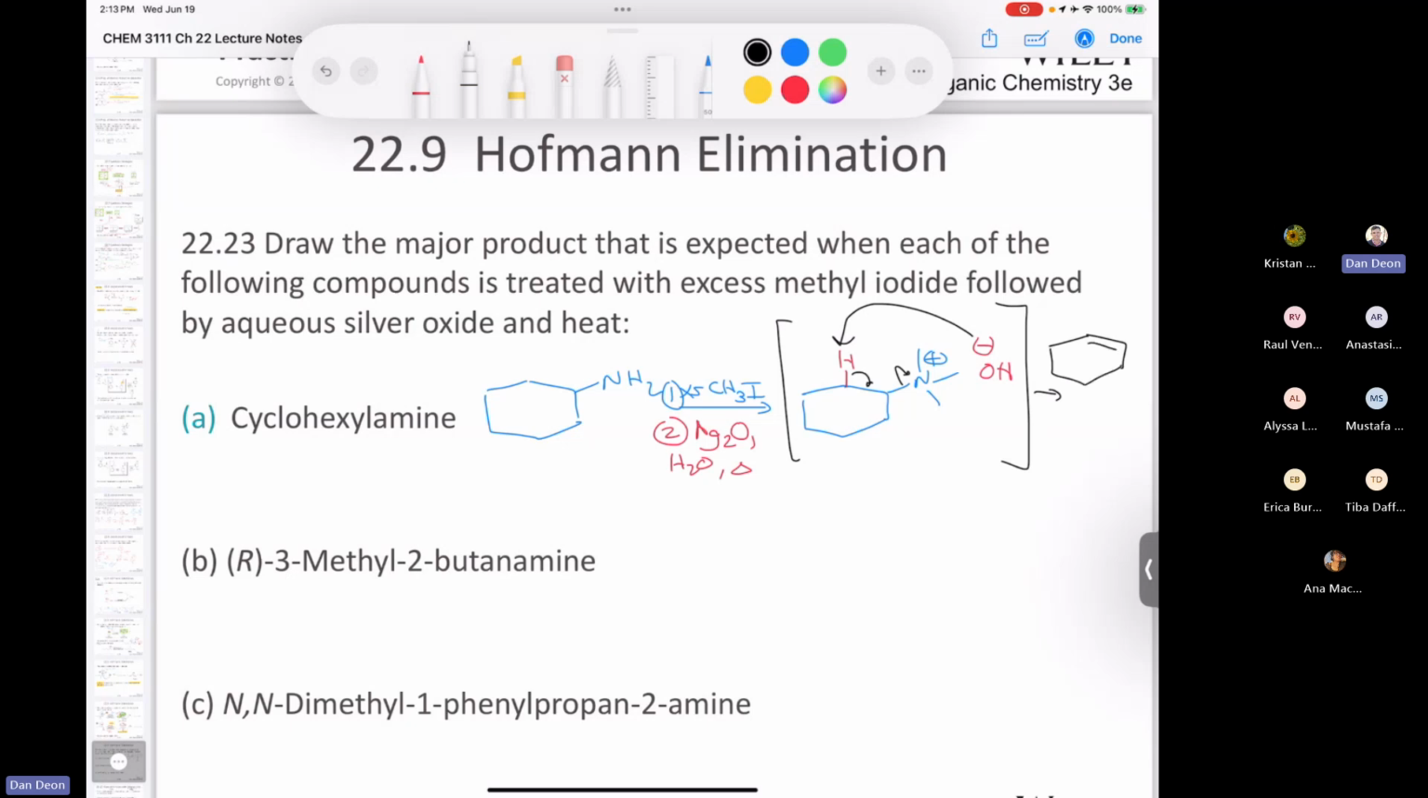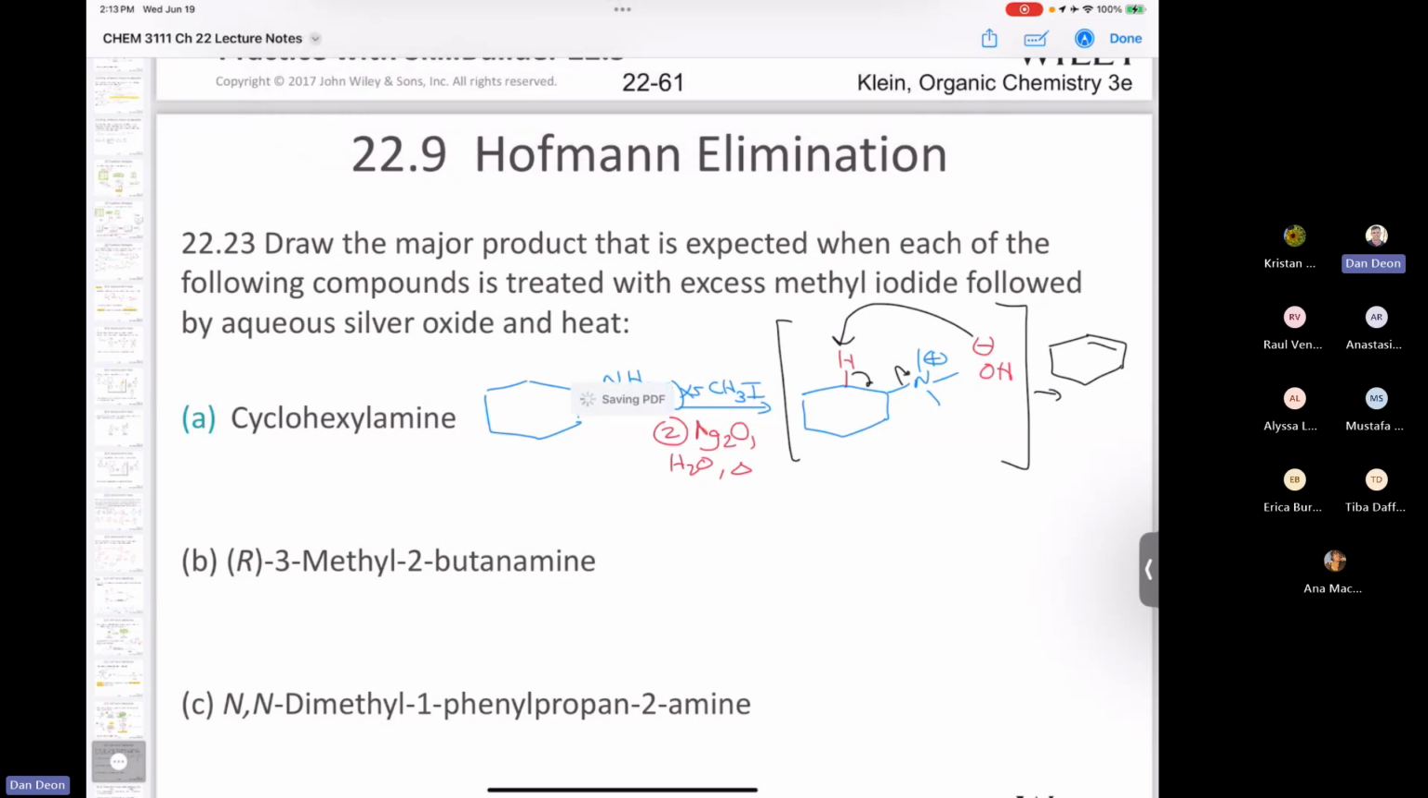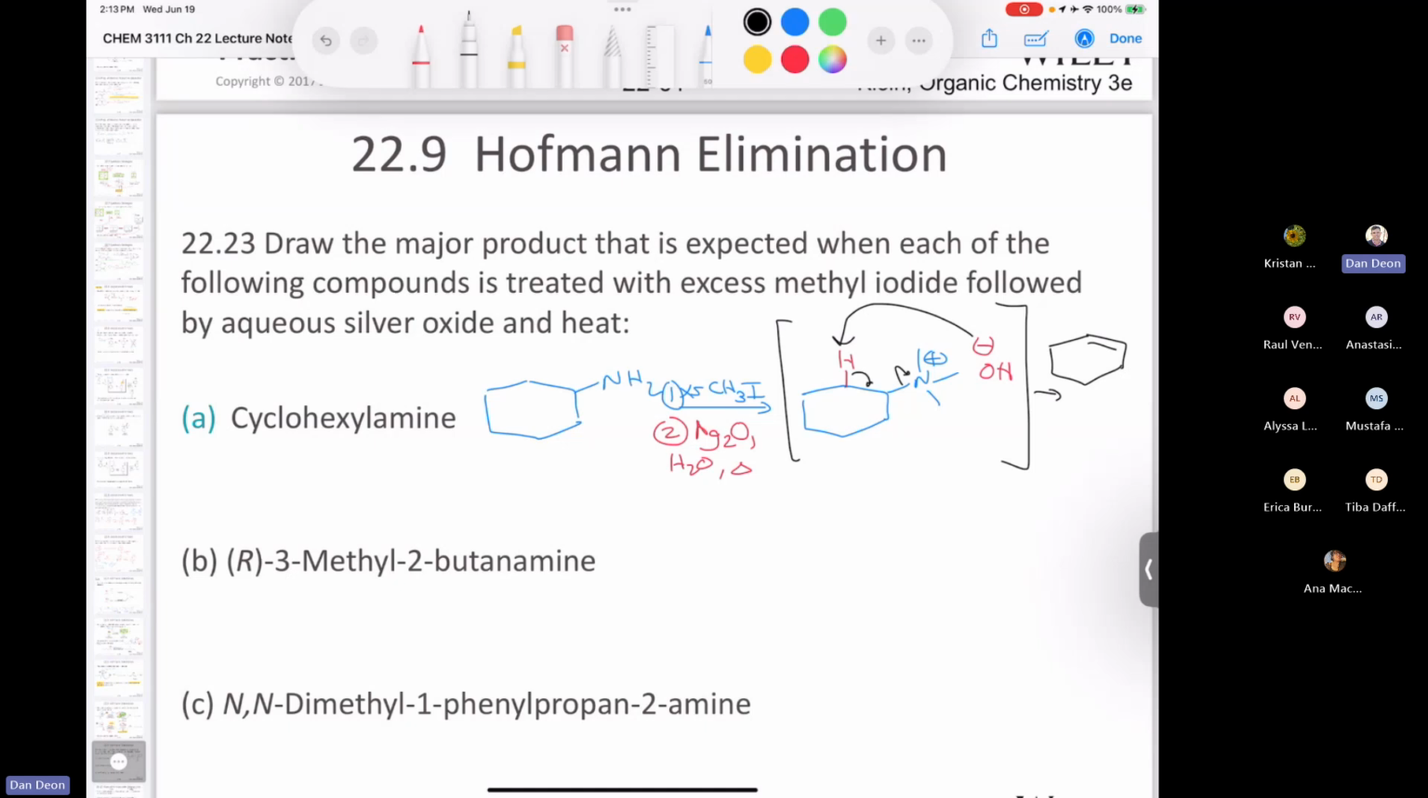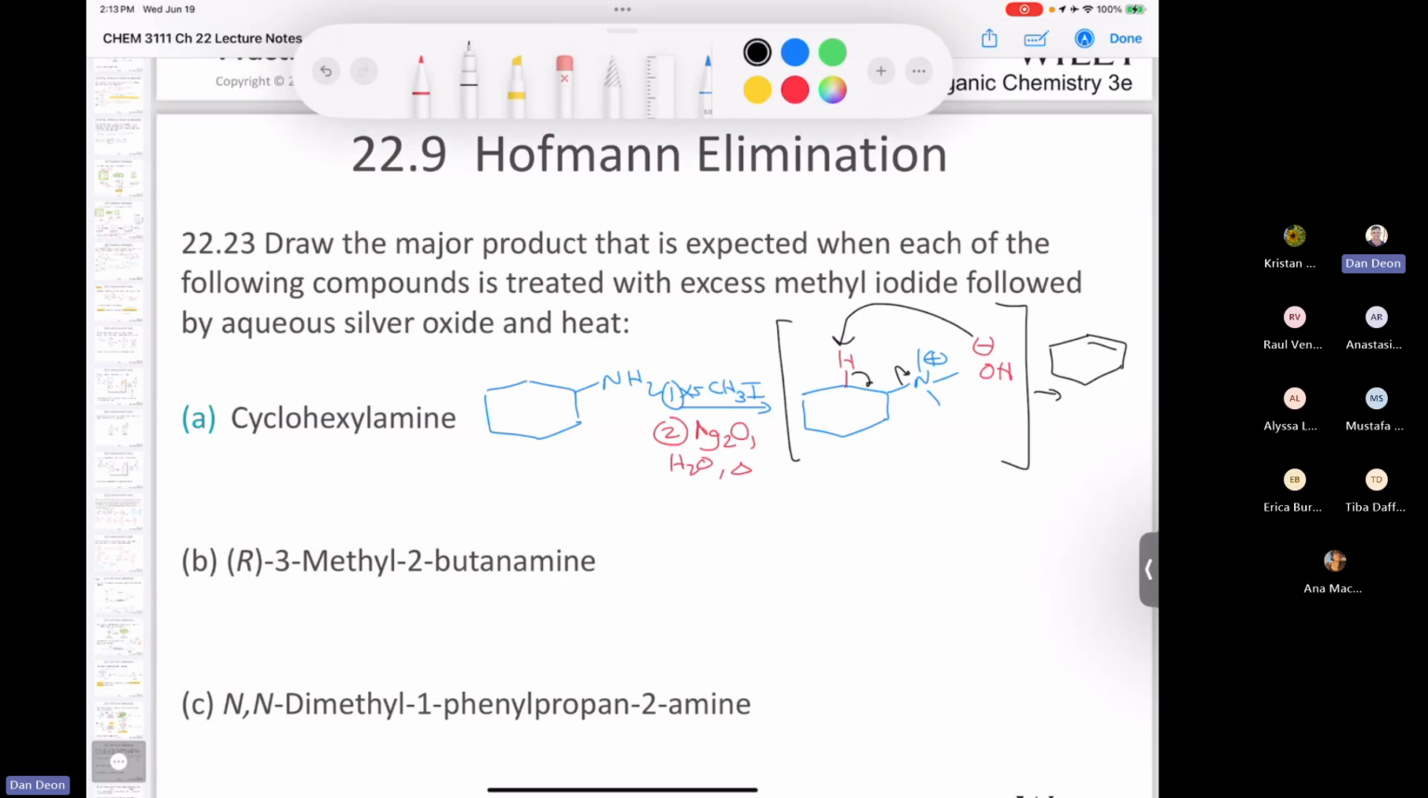Give me a thumbs up if you're with me on that. Does everybody follow my rationale here? And you don't have to draw in all these intermediates and everything. I'm just doing it for instructional purposes only, just to show you. And I know you know how to do all this.